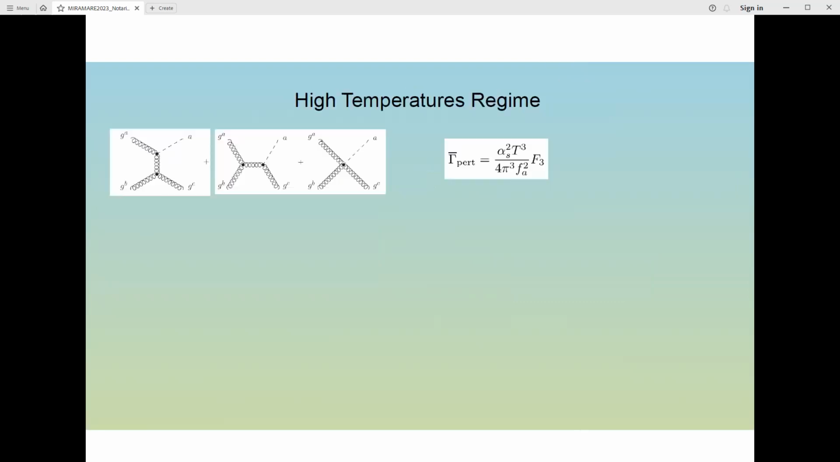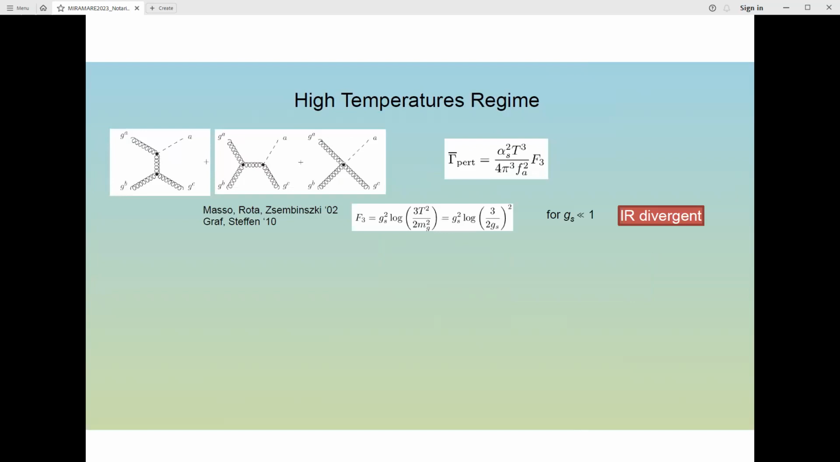Okay? Indeed, let me just discuss in 1 minute this high temperature perturbative result. It can be parameterized as T cubed over f squared times an unknown function that people call F3. But this function is divergent, okay? You have to regulate it by putting a mass for the gluon, a thermal mass for the gluon. But that is not sufficient because you can see from this log, when g strong becomes large, the log becomes negative. Therefore, the rate becomes negative, which is totally unphysical.